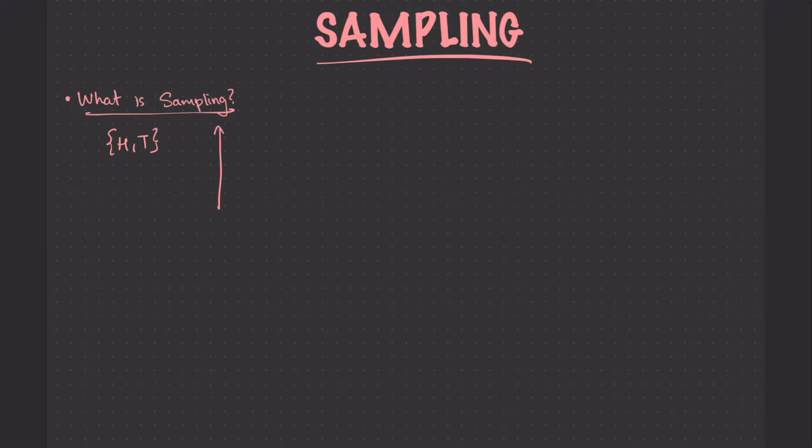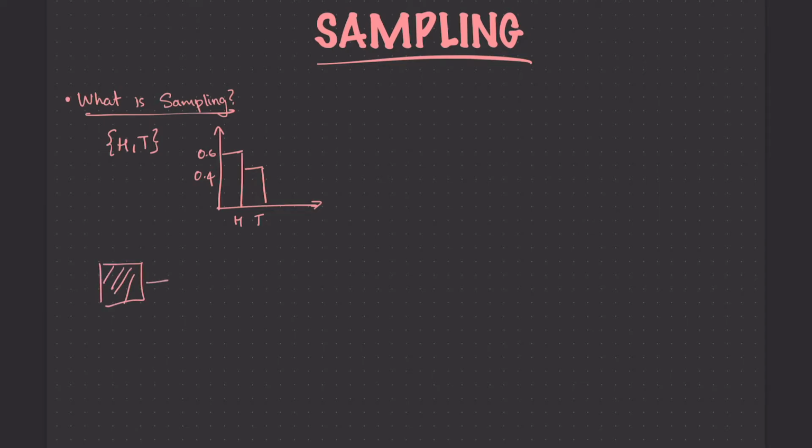Suppose the coin is biased and the probability of a head is 0.6 and the probability of obtaining a tail is 0.4. Then sampling is a method by which you can generate a series of outcomes of this experiment. In this case, either a head or a tail infinitely, such that if I were to pick an outcome from the series at random, then the probability of me picking a head would be 0.6 and the probability of me picking a tail would be 0.4.